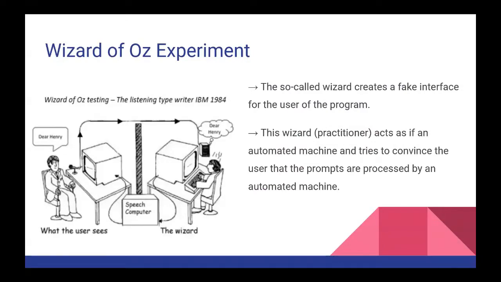Another experiment in this area is the Wizard of Oz experiment. Both of these naive experiments couldn't be sufficient to understand human-robot interaction.